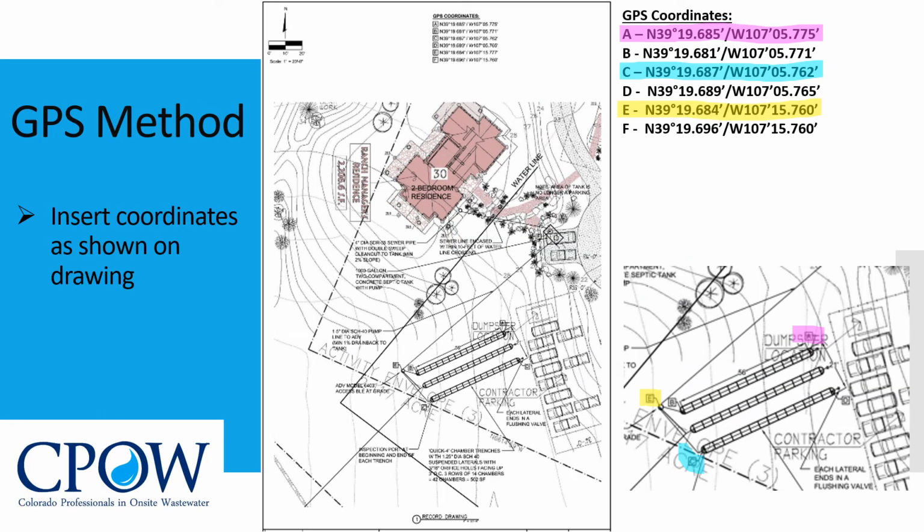Here's an example of a record drawing completed using the GPS method. Each GPS coordinate should be in a table and correspond to the component on the drawing. You should be able to insert the coordinates as shown on the drawing to locate the components.